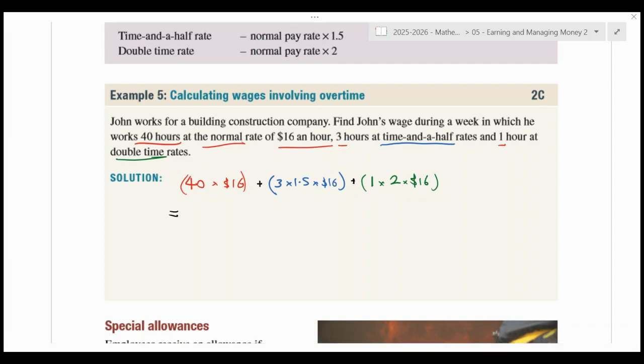So if you chuck that into your calculator exactly as is, you don't need the brackets, but I always use the brackets just so I can see exactly what's happening. And that will give us a total of $744 for that week. And that's all.